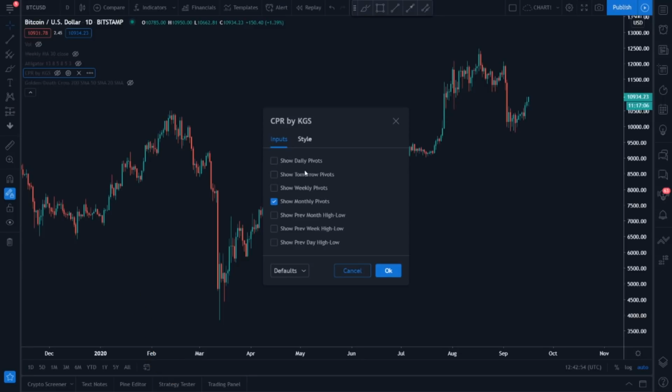So now let's start this analysis by looking at this monthly pivots. Okay guys, we are going to go monthly first, weekly, and then we are going to look into daily. So let's start this with monthly CPR.